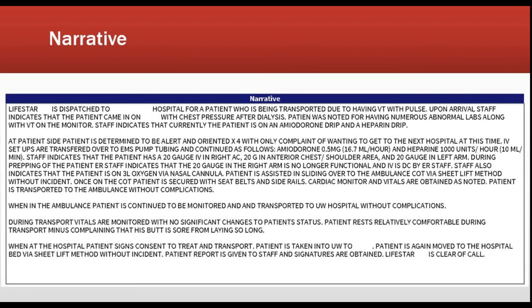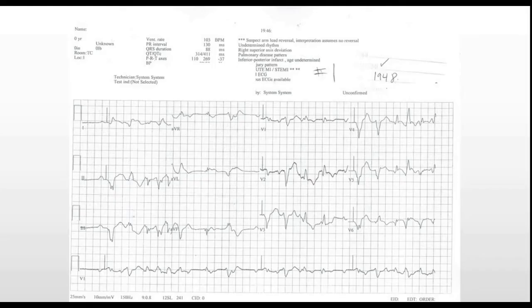What we don't have here is a 12 lead. Fortunately, the hospital did a number of 12 leads and included them in the paperwork, so we can take a look at the 12 leads that were done prior to our arrival.